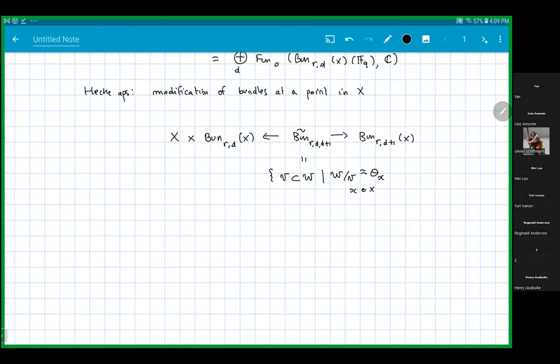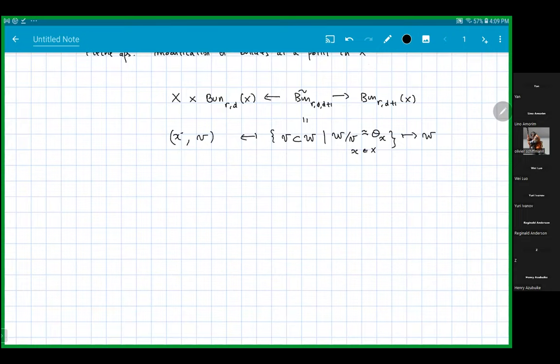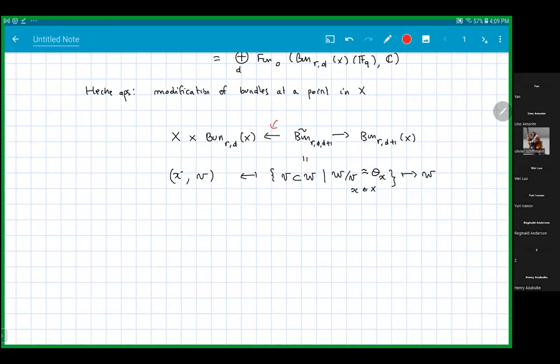And this map here forgets the subobject. And this map here remembers the support where you modify, and the subobject. Okay, so if you want, let me change color. This is something like a projective bundle. Well, not quite, but close. And the fiber is a Quot scheme, or here an open subset of a Quot scheme.